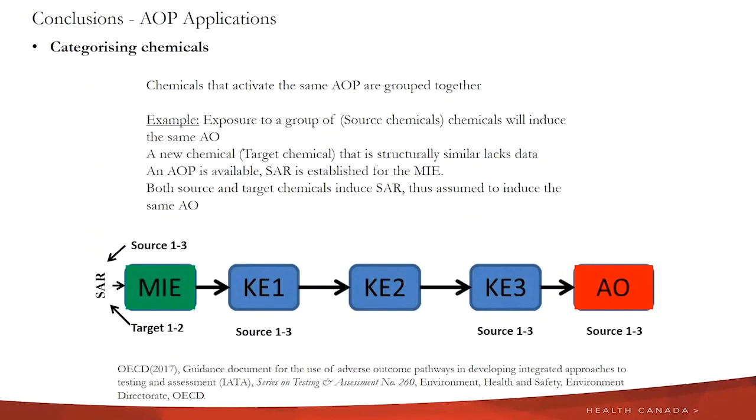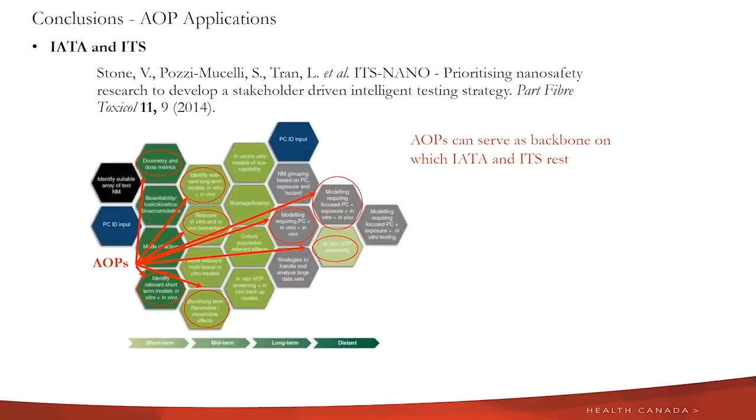The next one has not been shown, but it is a possibility. If there is an AOP that is well constructed, it can help categorize chemicals, binning nanomaterials, the premise of which is that the chemicals that activate the same AOP, triggering the same path to a disease, can be grouped together. More details about grouping of chemical substances based on the AOP can be found in this particular guidance document highlighted here. And in the end, AOP can also help with the IATA and intelligent testing strategies.